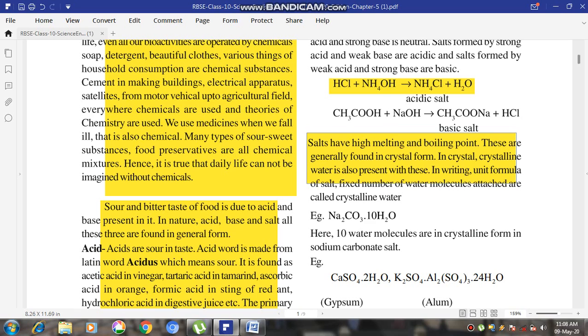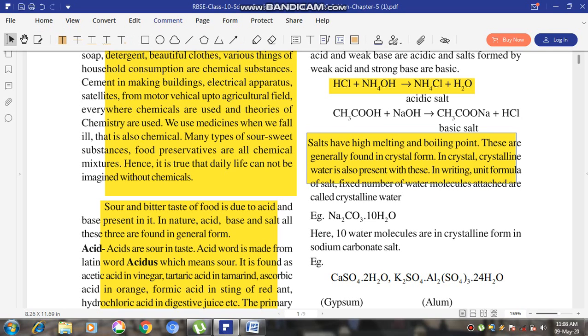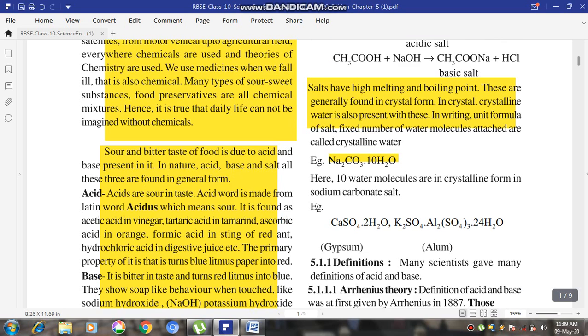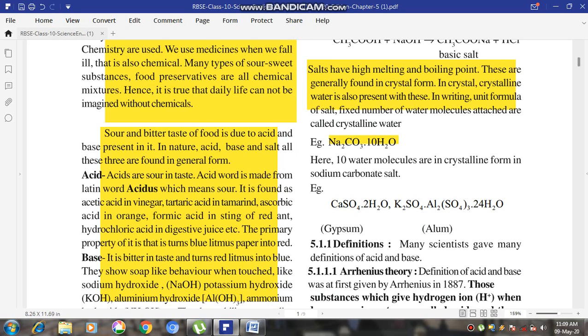So this is the form of salt where 10 molecules of water are attached with the salt. That is called crystalline water salt. Here 10 water molecules are in crystalline form in sodium carbonate salt. That is why we can say it is a form of crystalline water.